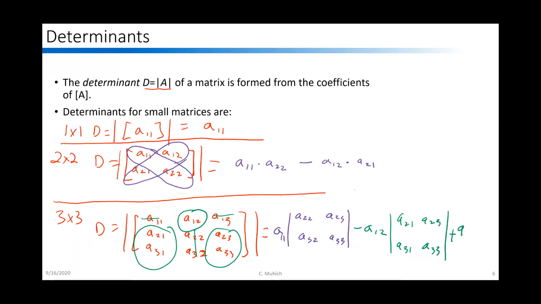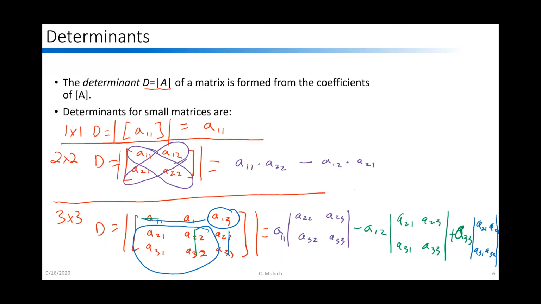And we can do that with the final piece, A13. Maybe erase the green lines. Pick a different color. We'll take this A13, so we cross out those 2 lines, and we then take the determinant of the remaining 4 elements: A21, A22, A31, A32. All right, so we can build up these determinants by taking these cross multiplication products.